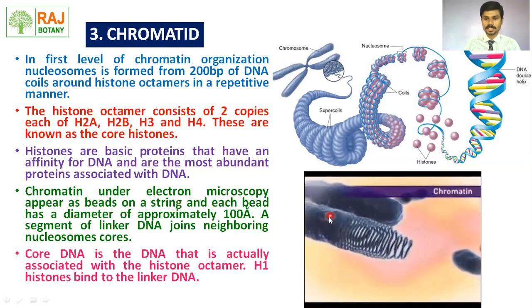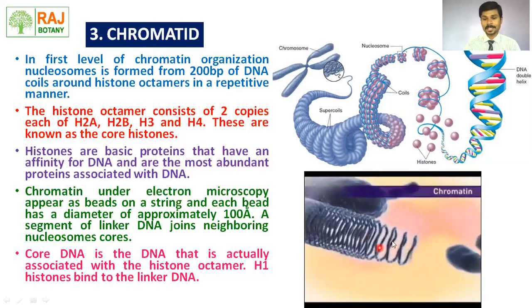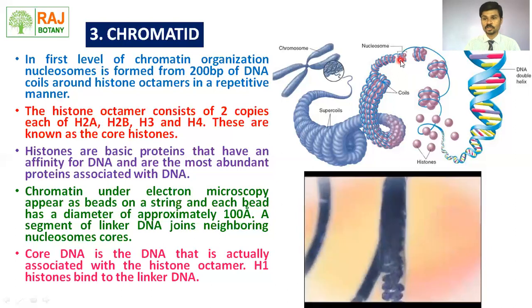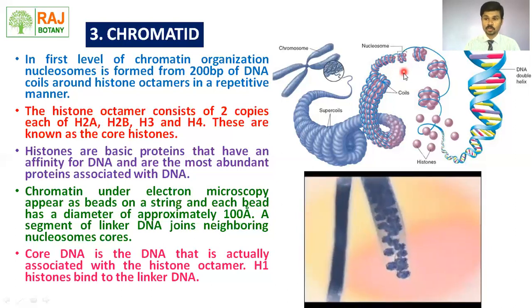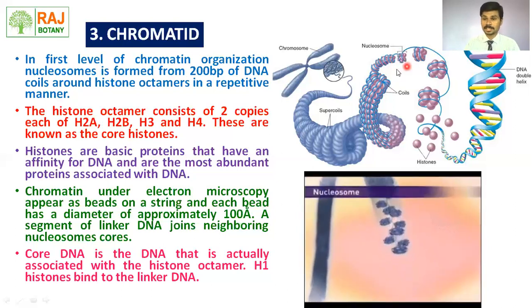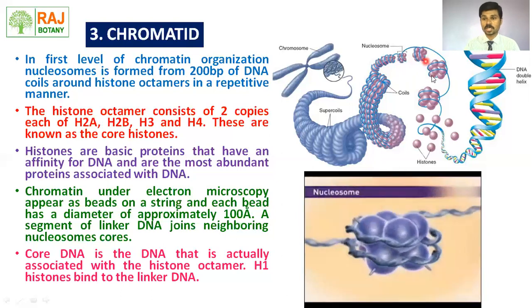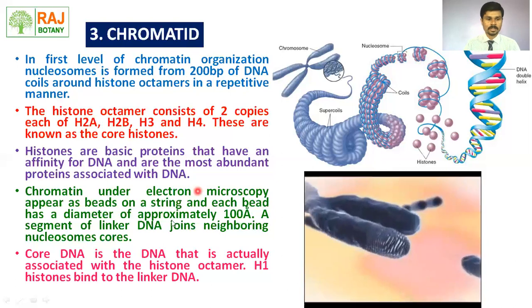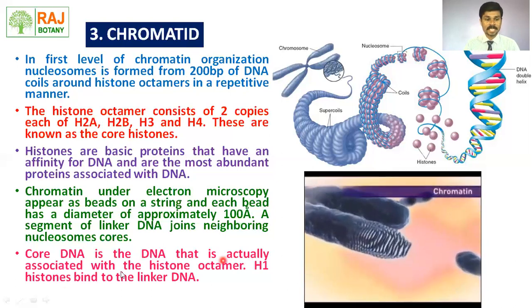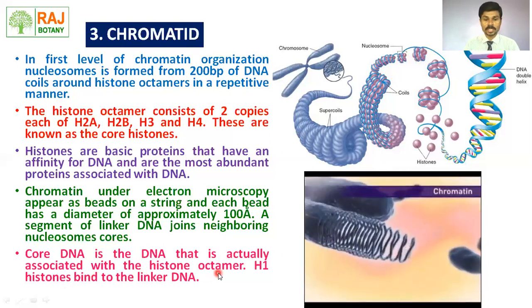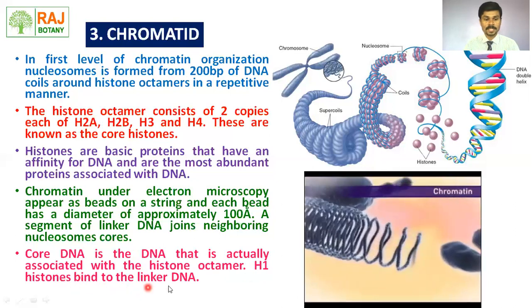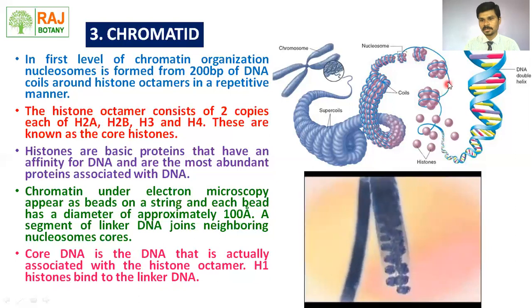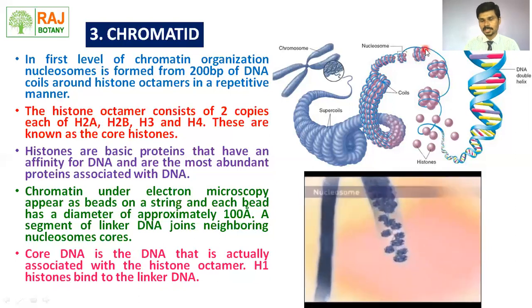Okay, inside the chromosome, chromatin is there. In the chromatin, nucleosome is there, and nucleosome is actually formed from the histone octamer. We can see the histone subunits or histone octamer around which DNA is coiled. The core DNA is the DNA that is actually associated with the histone octamer. H1 histone binds the linker DNA. Here we can see this is the linker DNA.